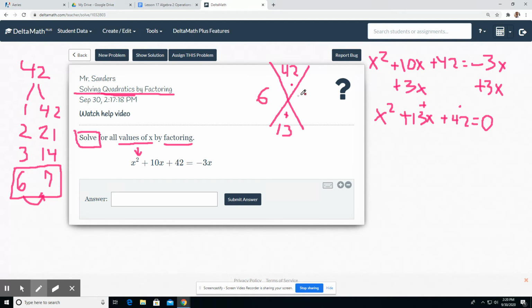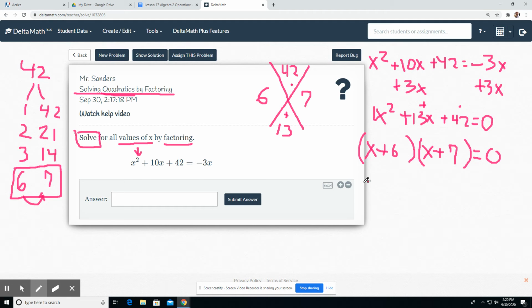So 6 and 7. When I factor this, in this case there's a 1 in front of x squared, so in the beginning of each binomial is an x. And then we just put the 6 and the 7 as the second part of each binomial. Plus 6 and plus 7. Multiplication is commutative. It doesn't matter which order these are in.